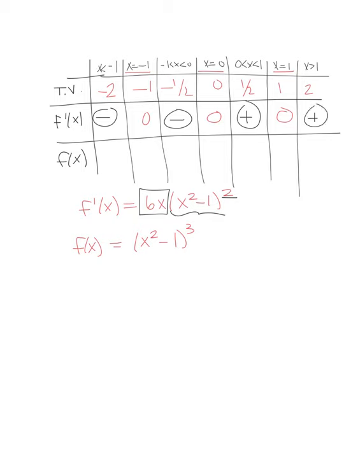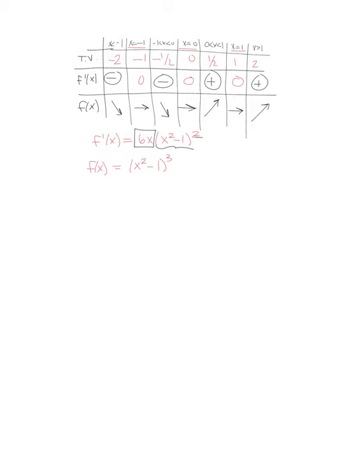Now I can go ahead and think about what this means in terms of our original function. If the derivative is negative, I know that my function is decreasing. At 0, it's horizontal. Again, it's decreasing, horizontal. Now my derivative is positive, so it's increasing, horizontal, and then increasing. So these arrows really are helping us figure out what's going on in this graph.